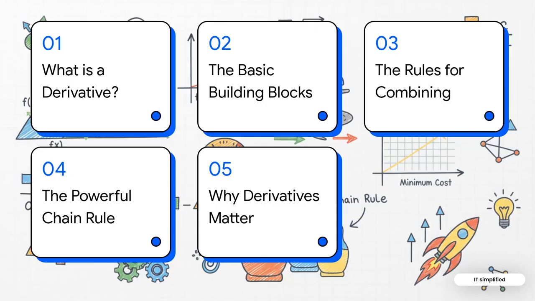And to get to that answer, here's our game plan. First, we're going to figure out what a derivative even is intuitively. Then we'll get the basic building blocks down, see how to combine them with some really powerful rules, tackle the famous or infamous chain rule, and then finally, we'll see why any of this matters in the real world.